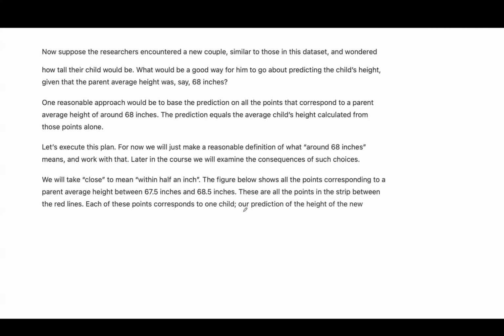Each of these points corresponds to one child. Our prediction of the height of the new couple's child is the average height of all the children in the strip. That's represented by a gold dot. So let's take a look at our visualization.